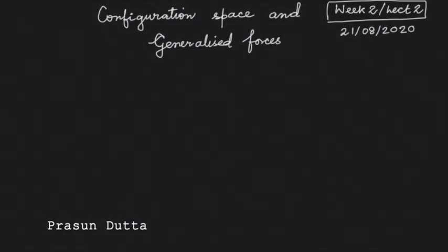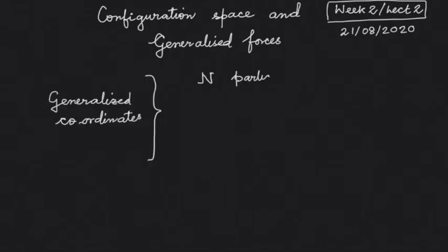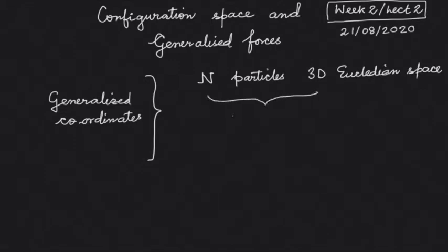Hello everybody. In the last class, we ended up discussing generalized coordinates. So let me just remind you of that a little bit. We have n particles moving in usual 3D Euclidean space. So for this, I needed 3n variables to describe the motion of the system. And then we said that along with this, I have constraints. Constraints are the restriction in the motion of the system.